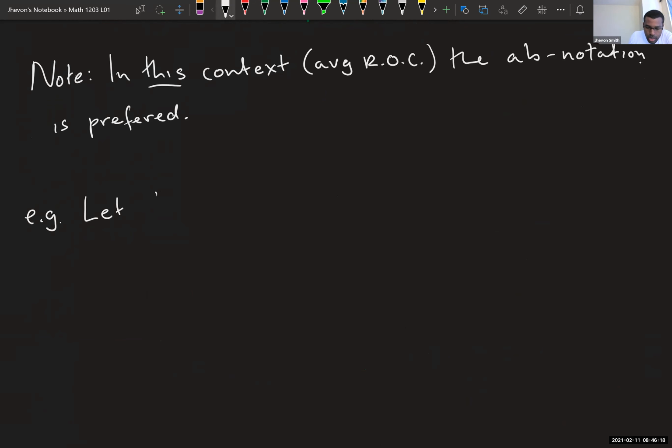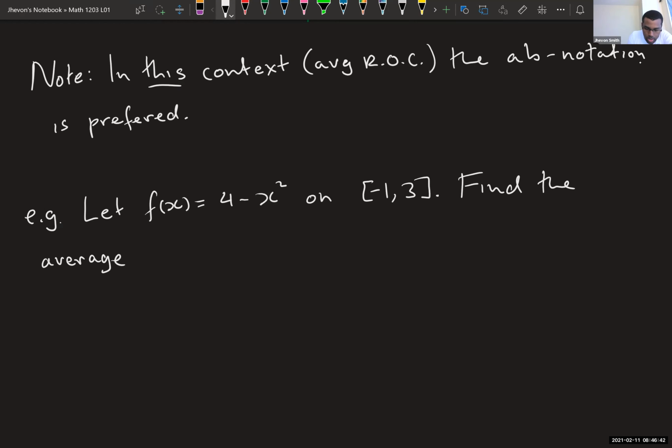Let f of x equals 4 minus x squared. So that's a polynomial. It's defined everywhere. So it's going to be defined on any closed interval I mentioned. On, let's say for the sake of argument, the interval minus 1, 3. Find the average rate of change of f on minus 1, 3.